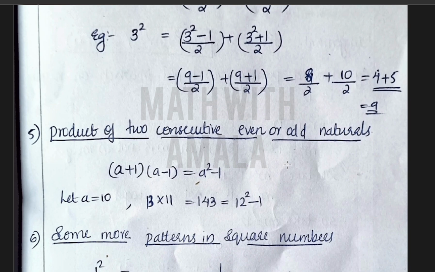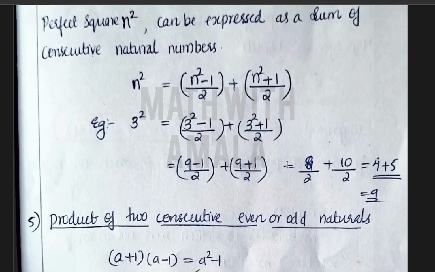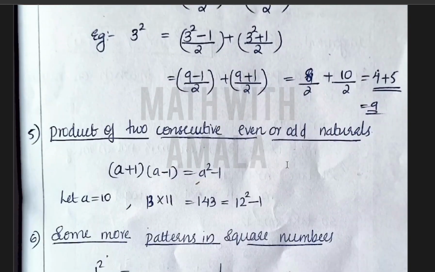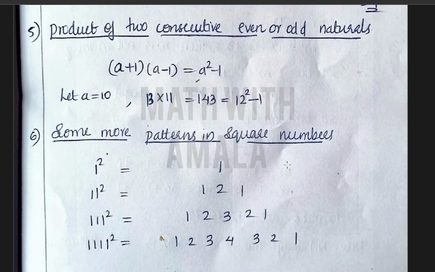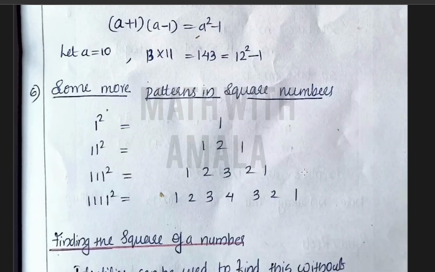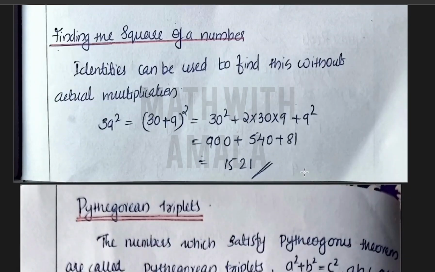Fifth pattern, product of two consecutive even or odd numbers. If we consider in the case of odd naturals, (a plus 1) into (a minus 1) is equal to a square minus 1 square. Let a equal to 12. Then 13 into 11 is equal to 143. That is 12 square minus 1. Here 12 is a, and a plus 1 is 13, a minus 1 is 11. The numbers which are just before and just after that. Now we're multiplying 13 into 11. The answer is 143, which is actually 12 square minus 1, which is the number in between this 11 and 13. Next topic, finding the square of a number.